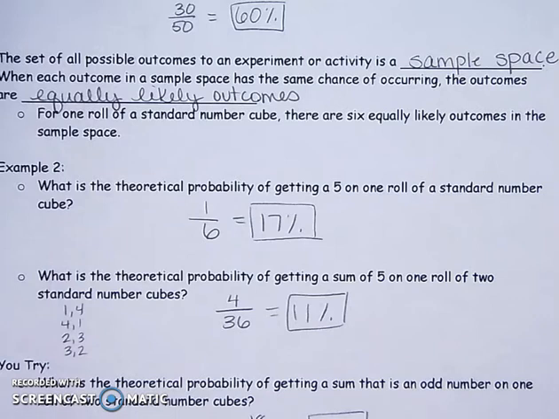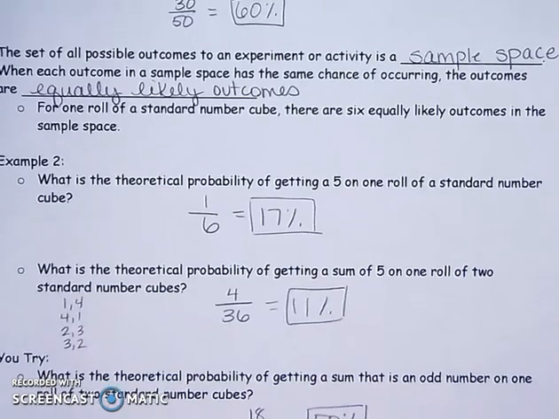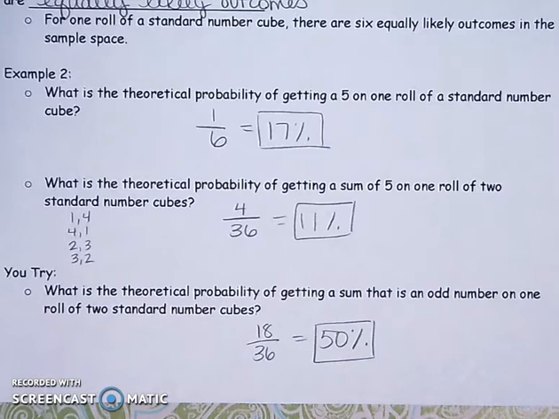The U-Try asks, what is the theoretical probability of getting a sum that is an odd number on one roll of 2 standard number cubes? Well, there are 36 options, and half of them are even, half of them are odd, making the theoretical probability 50%. Again, will this probability actually occur as an experimental probability? Probably not. Theoretical is overall what should happen, not actually what does happen.